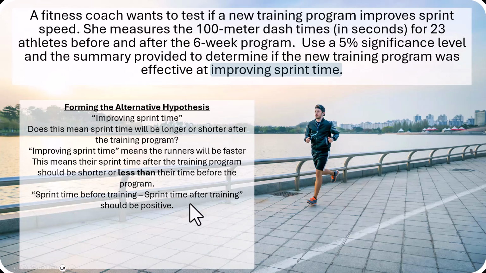Because before the training the time is longer, and after they get faster, so this time is smaller. If you have a larger number minus a smaller number, that should give you a number that's bigger than 0. So this is our alternative hypothesis. Now let's go over to RGuroo and do this test.